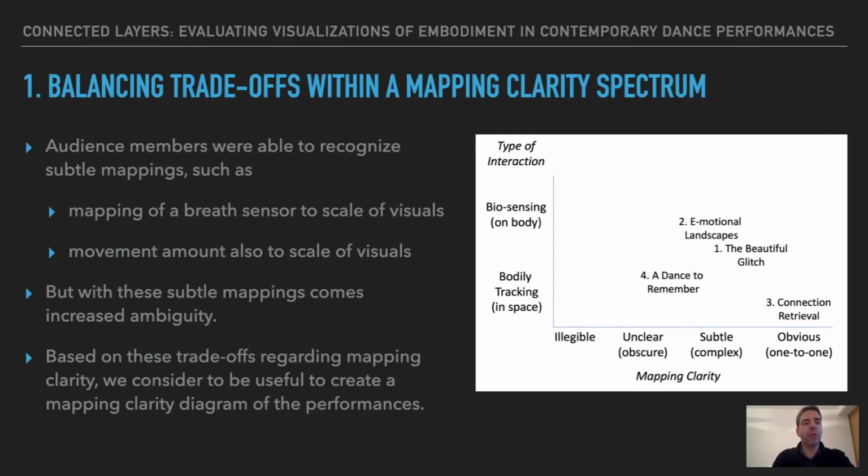Audience members were able to recognize subtle mappings such as mapping of a breath sensor to scale of visuals, or movement amount also to scale of visuals. But with these subtle mappings comes increased ambiguity. Based on these trade-offs regarding mapping clarity, we consider it to be useful to create a mapping clarity diagram of the performances, which can be seen on this slide.